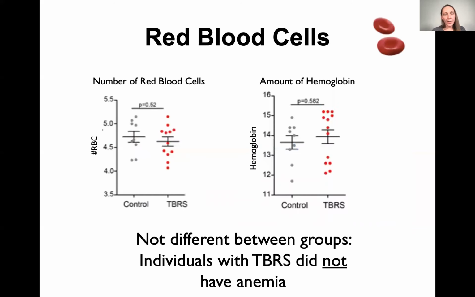So starting with the red blood cells, we were able to find that overall patients with TBRS were not characterized by having anemia. They had normal numbers of red blood cells. And then another sort of useful metric we look at from red blood cells is the amount of hemoglobin. And hemoglobin is the part inside the red blood cell that actually picks up the oxygen and carries it throughout our body. And those values were not different between our TBRS individuals and our non-TBRS individuals. And you'll see in red our TBRS, and in gray, each dot represents one individual, our controls, those without TBRS. So they were not anemic.